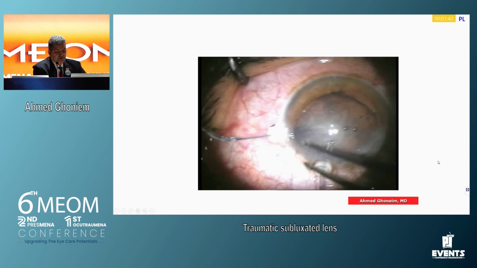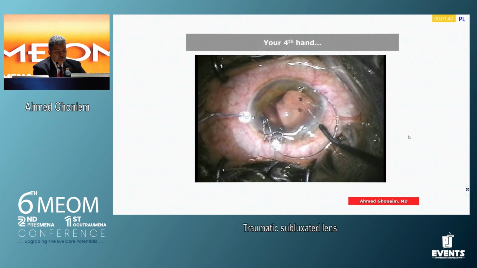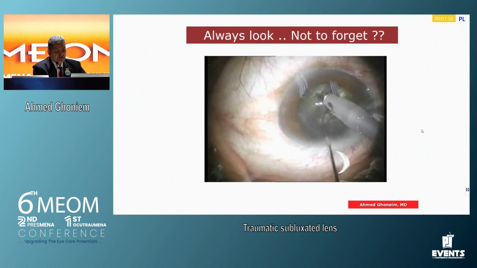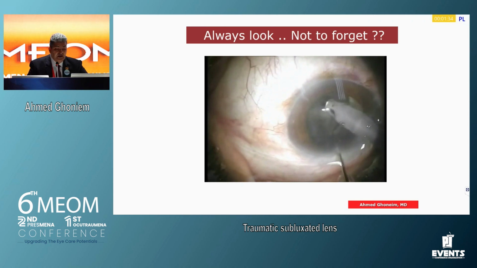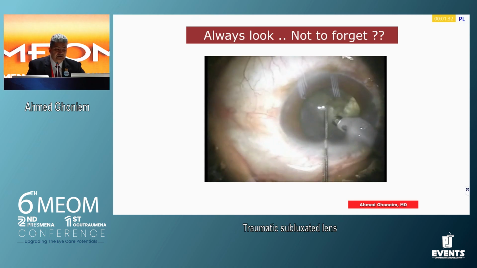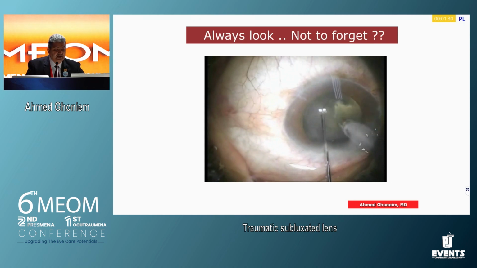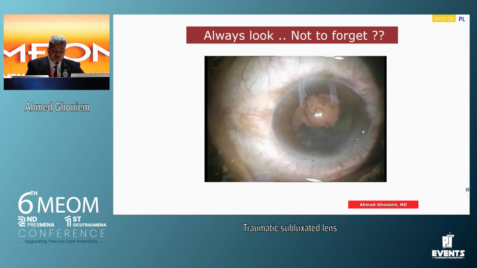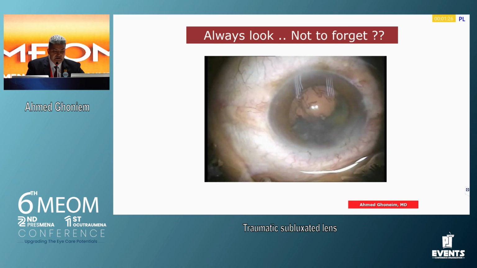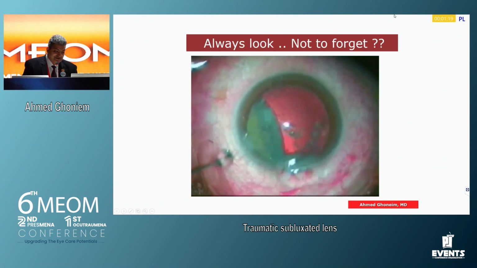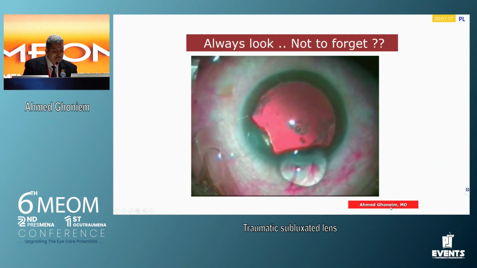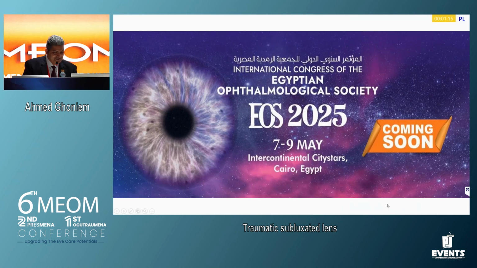I can use also the Sione ring, and always look not to forget that sometimes you have a hidden trauma, and everything you lose in the meanwhile. Like in such a case, you can find that you lost all your zonules, and you find that the lens is drawn back. And this is another case of iatrogenic trauma you didn't find, and you find that the lens is coming back in the vitreous.